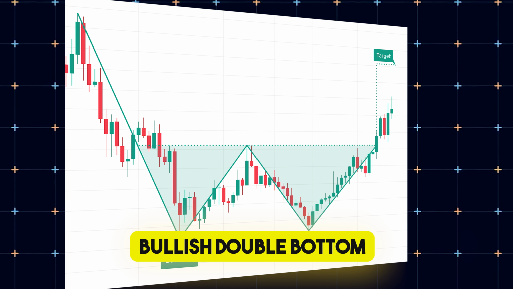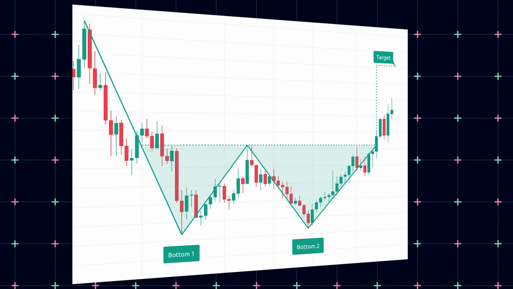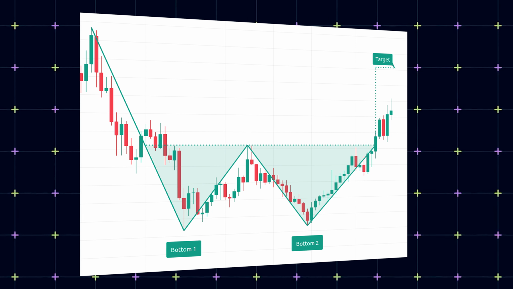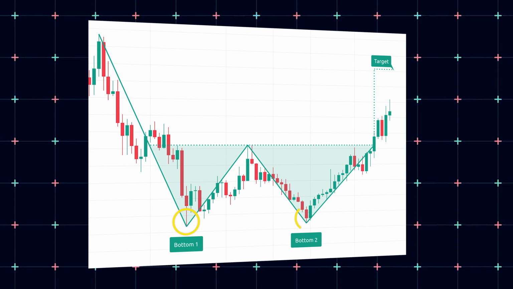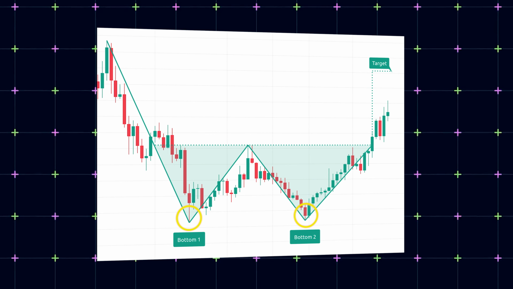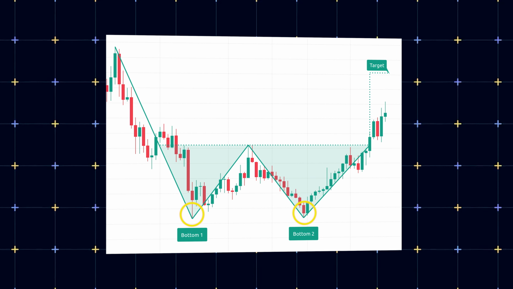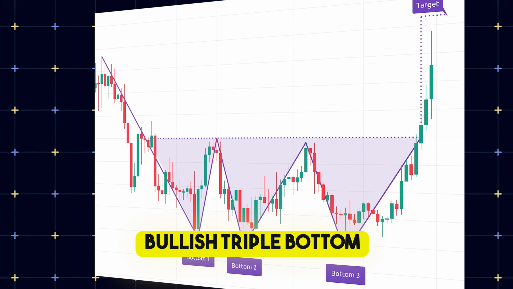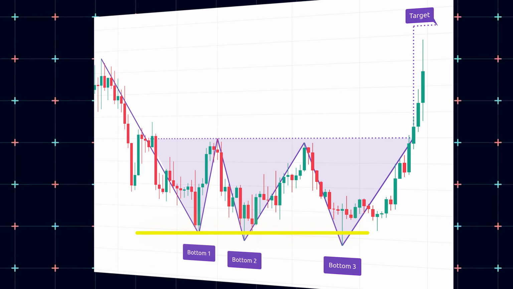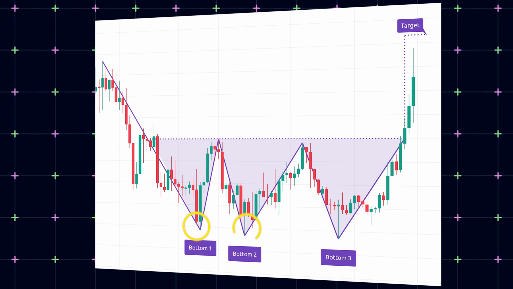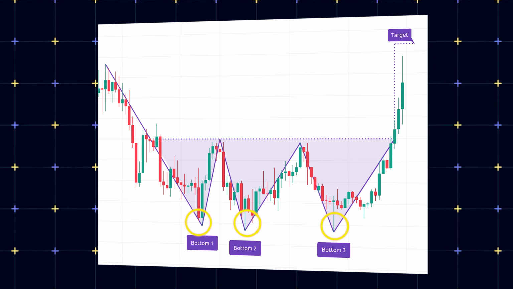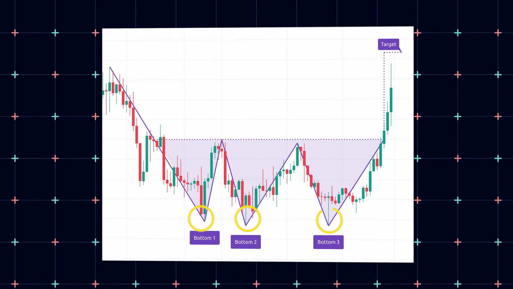Bullish double bottom. This pattern indicates a change in trend from bearish to bullish. It consists of two consecutive touches at the support, with a rebound in between, which looks like the letter W. A bullish triple bottom, similar to the double bottom, but with 3 touches instead. It signals a strong support level and potential reversal of the downtrend.